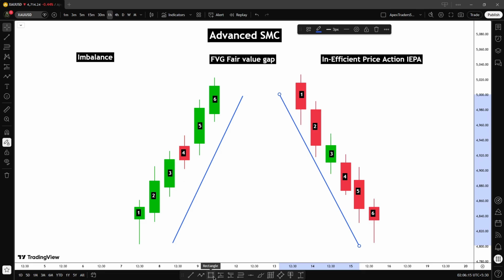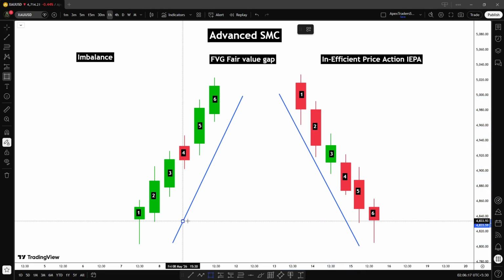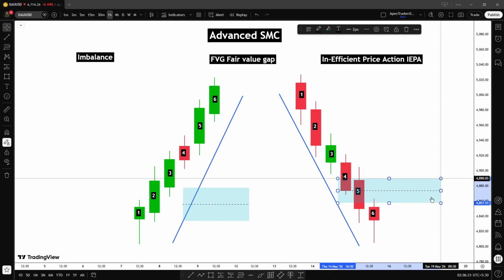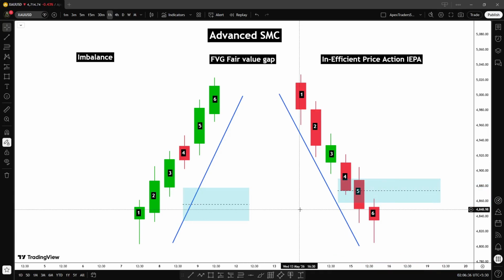In future, if price returns back to the buy side fair value gap or sell side fair value gap, price might react from there and continue moving in the previous direction. If it is bullish, price might come back to this fair value gap and continue moving upwards. If price comes back to the sell side fair value gap, there is a chance to react from here and continue moving downside.